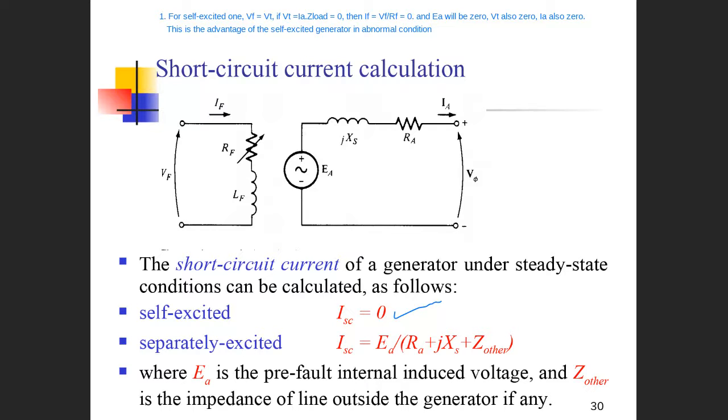Okay, so this is the advantage of the self-excited generator in abnormal conditions. That means in practice, if this is a self-excited generator and overloading or a short circuit occurs, then the generator will automatically stop, stably, and the output will die out. So it is self-protective. Now, for the separately excited generator, the case will be different.